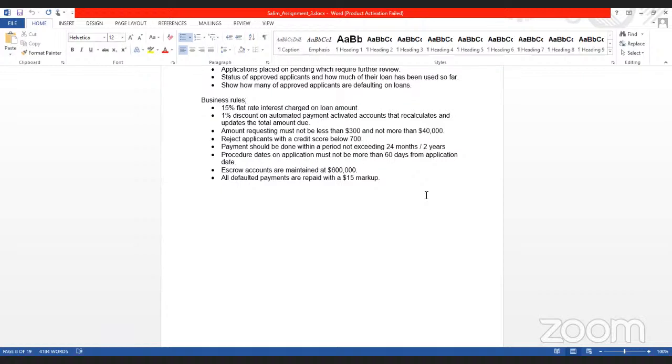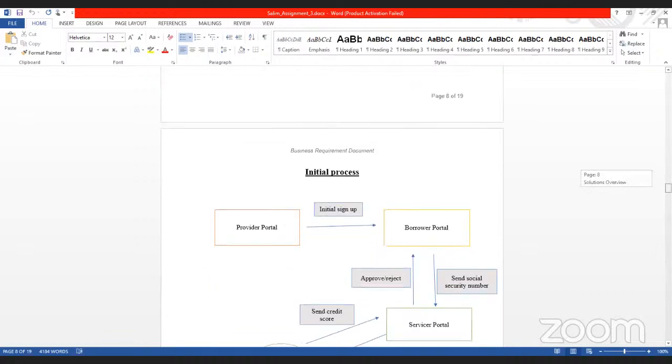It should at least be within 60 days. And also the escrow account by the bank should be maintained at $600,000. So that should be at least the total balance to start with. And as reductions are being made, it should be topped up to get back to the $600,000. And all defaulted payments are repaid with just a 15% dollar markup, as the stakeholder mentioned when we met.